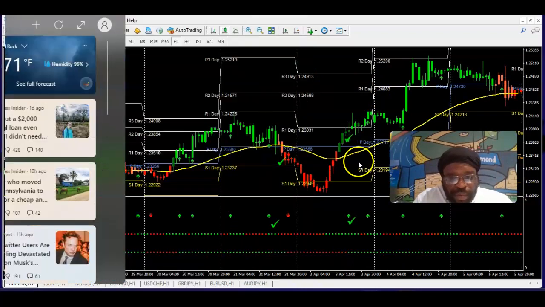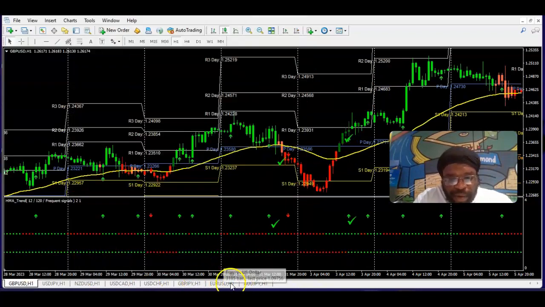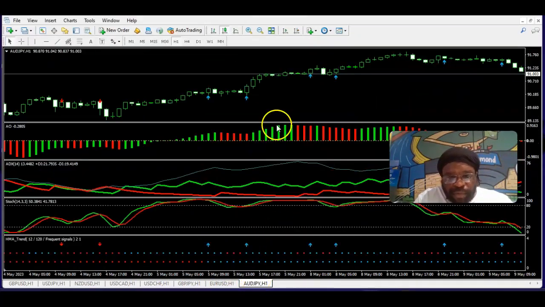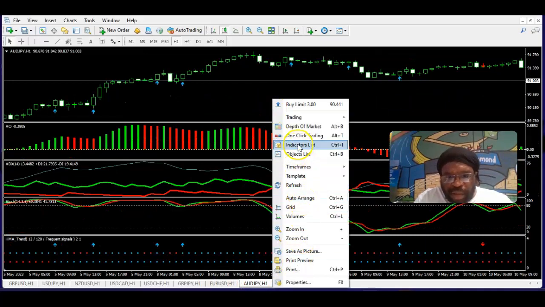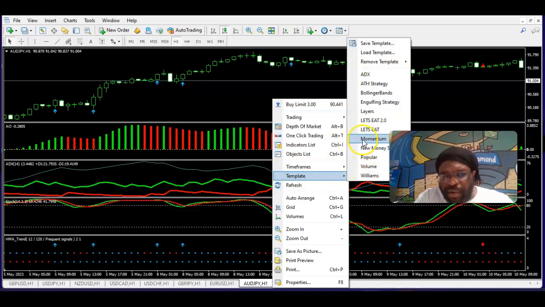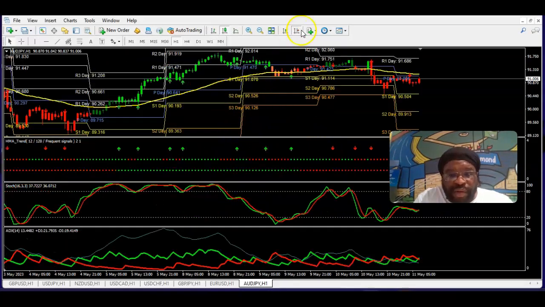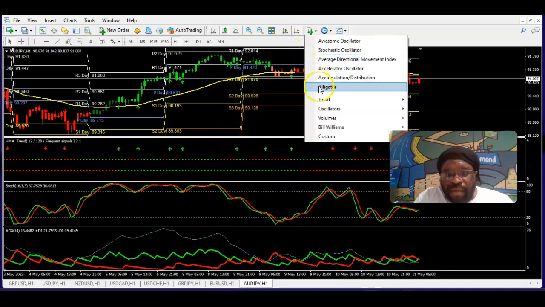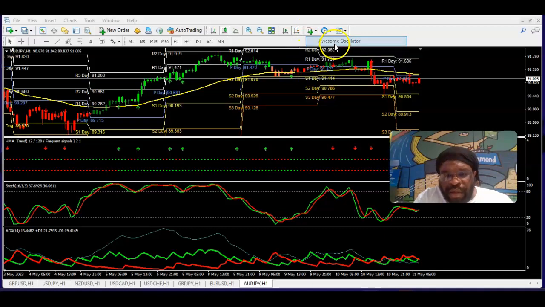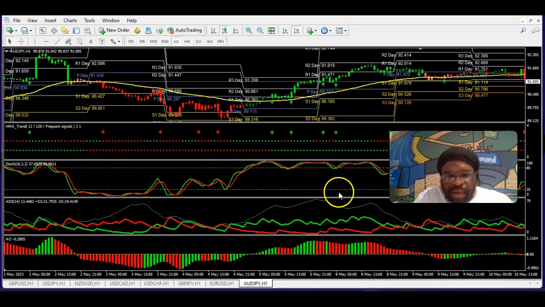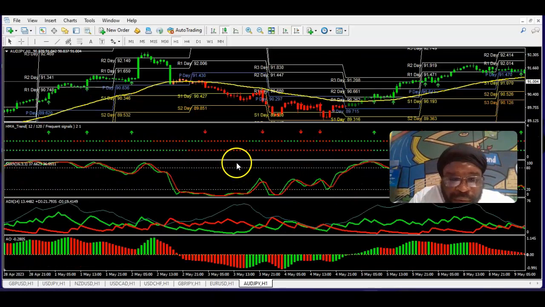So I'm going to show you another pair really quickly. Okay, and I'm just going to click template. I already have it here. We're going to call this the 777 strategy, and where's the awesome oscillator? Add this on here, and then we're going to make some money.